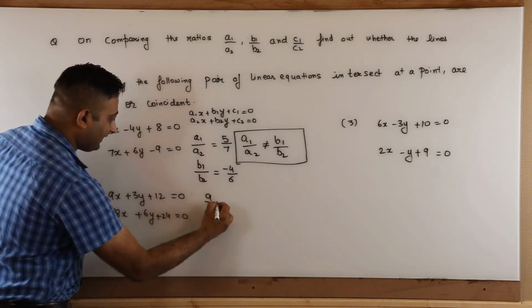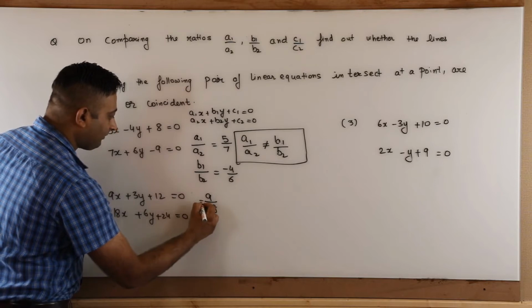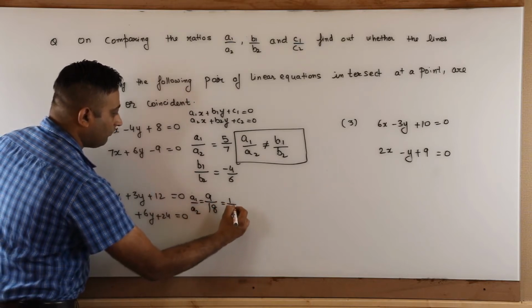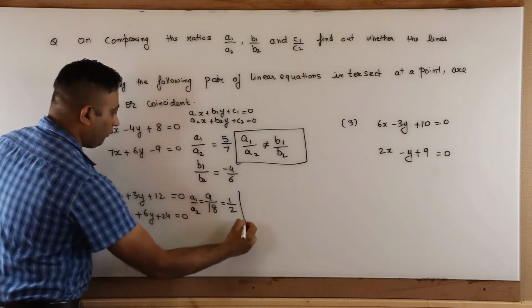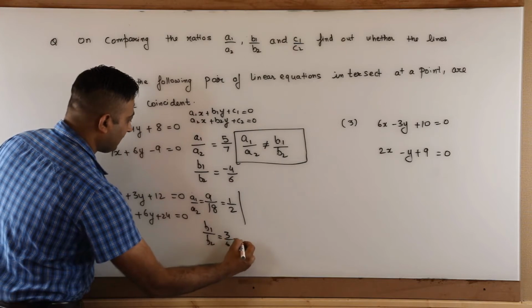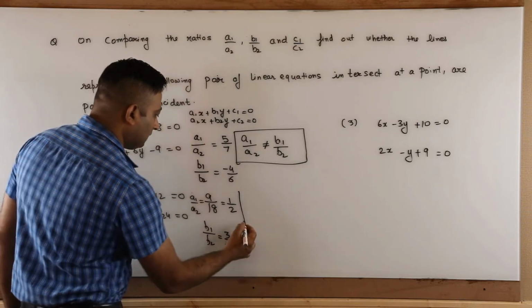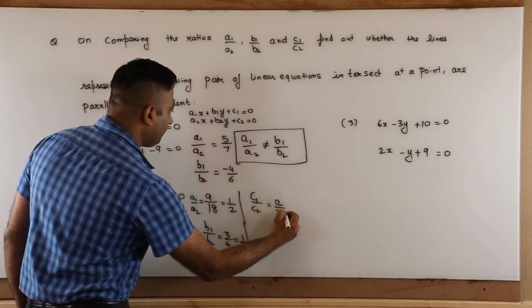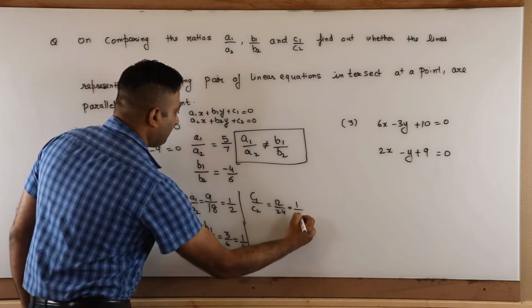In this, we can see that 9 by 18 is A1 by A2, which is equal to 1 by 2. Now, B1 by B2 is equal to 3 by 6, which is again 1 by 2. Now, let us find C1 by C2, which is equal to 12 by 24. It is again 1 by 2.